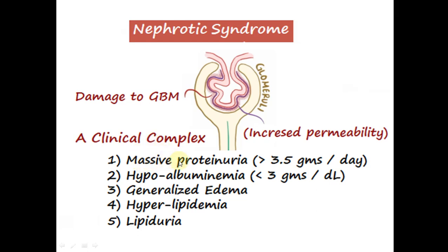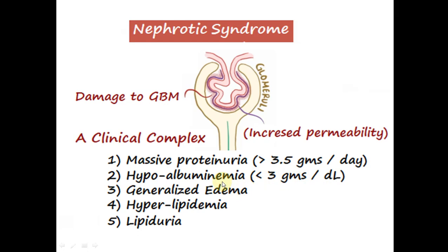consists of massive proteinuria. By that we mean loss of excess protein in the urine, usually equal to or more than 3.5 grams per day. So when the proteins, particularly the albumin, are lost in the urine due to increased permeability caused by some damage to the glomerular basement membrane, it will lead to hypoalbuminemia, low level of the albumin in the blood, usually less than 3 grams per deciliter.